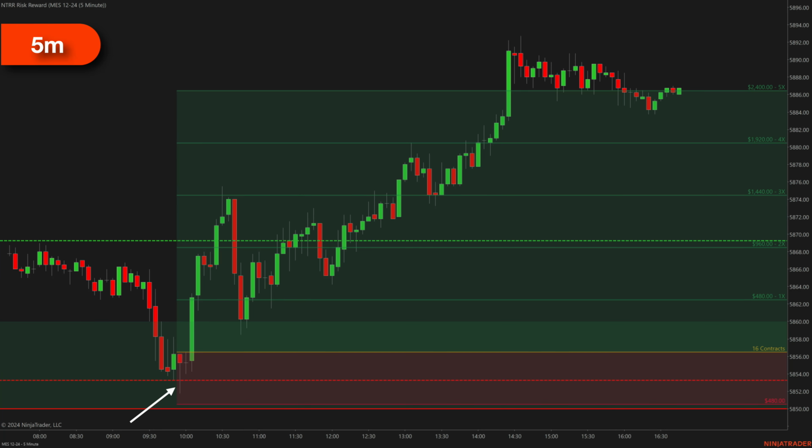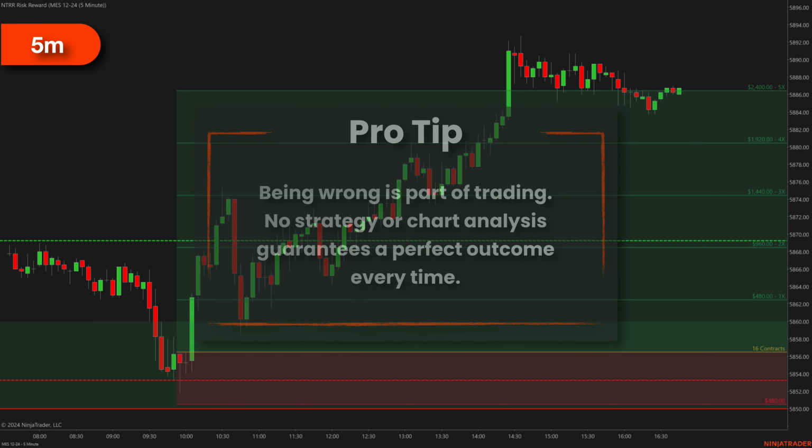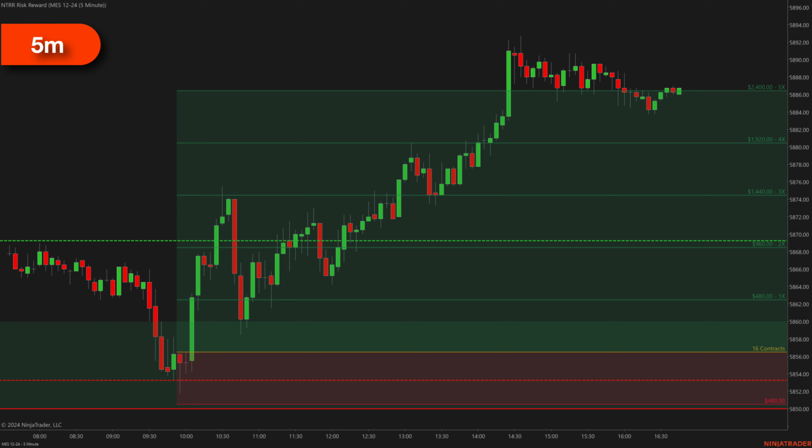Does this mean we could have been wrong? Absolutely. Being wrong is part of trading. No strategy or chart analysis guarantees a perfect outcome every time. However, as long as we adhere to our risk management rules and only take trades offering a minimum of a 1 to 2 risk-to-reward ratio, for instance, risking $100 to make $200, we can remain profitable over time. With this approach, we only need to be accurate 40% of the time to succeed.